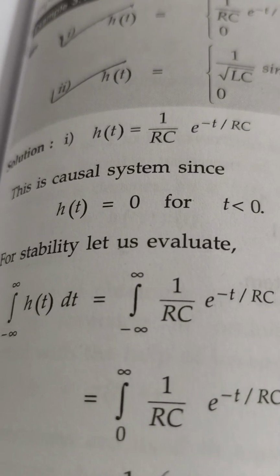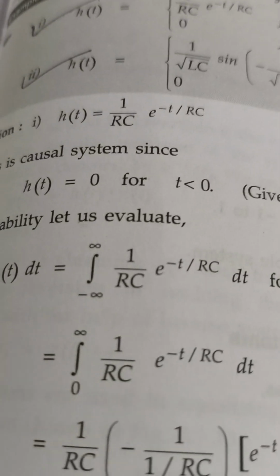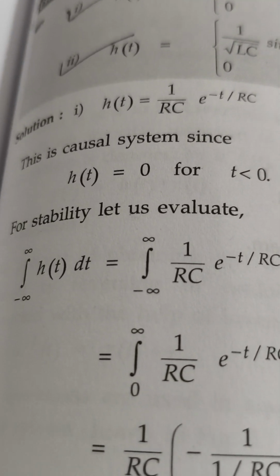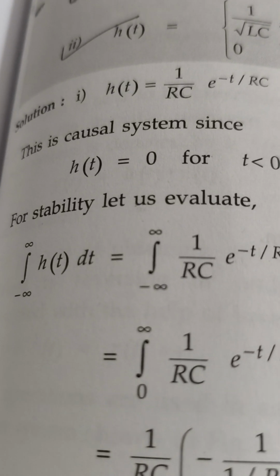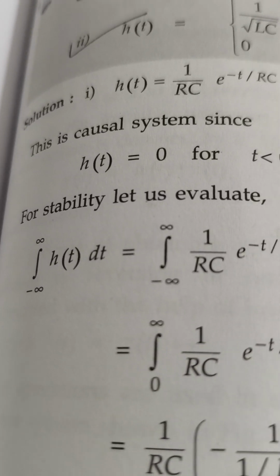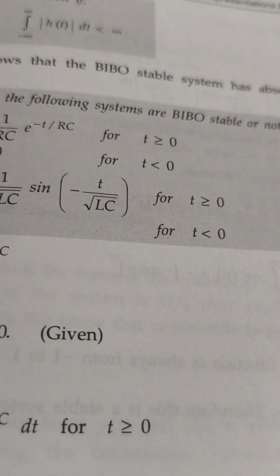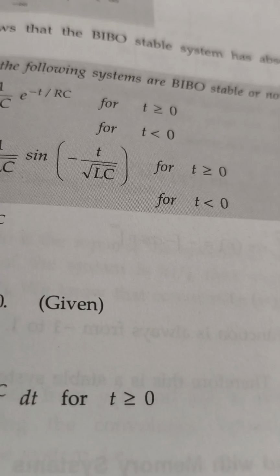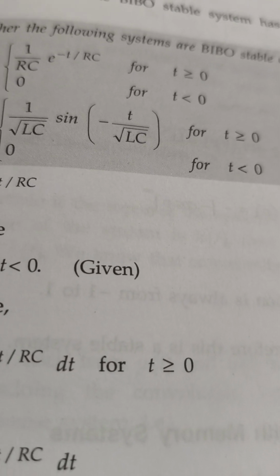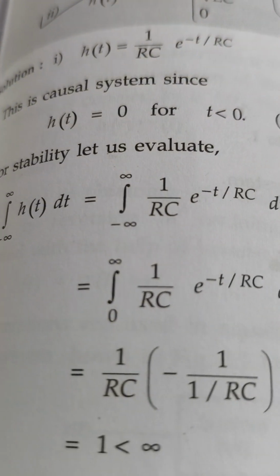What is the condition for causality? While discussing the properties of the system, we also derived a condition that when h of t is 0 for t less than 0, then we can call it a causal system. Already in the problem they have given this for t greater than or equal to 0, then this is the equation, and it is 0 for t less than 0, so it means it is a causal system.